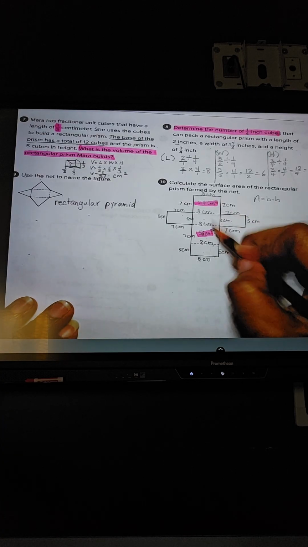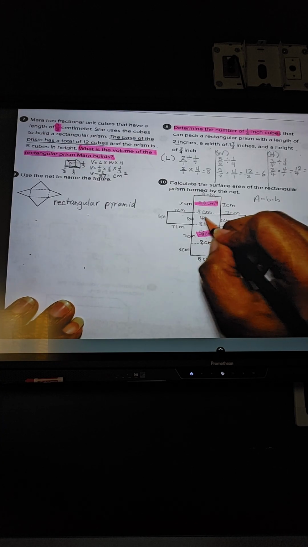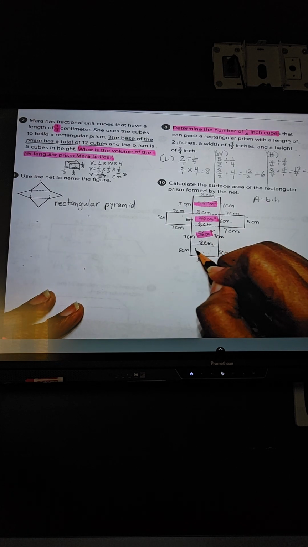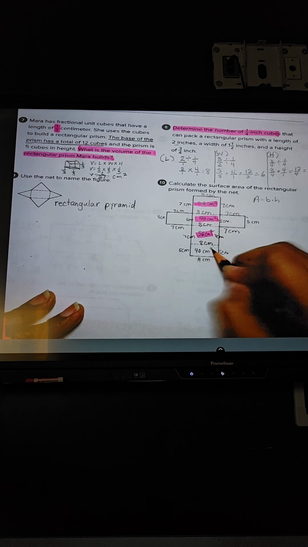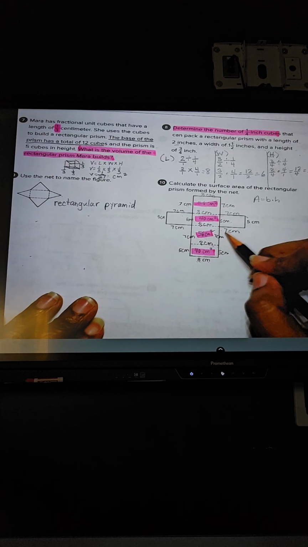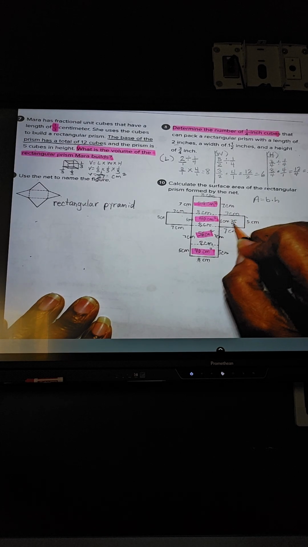Okay, this is 8 times 5, which is 40 centimeters squared. So if the bottom of my box is 40 centimeters squared, that means the top of my box is 40 centimeters squared. Okay, this is 7 times 5. This is the right side of my box. That means it's 35 centimeters squared. So if the right side is 35 centimeters squared, that means the left side is 35 centimeters squared.